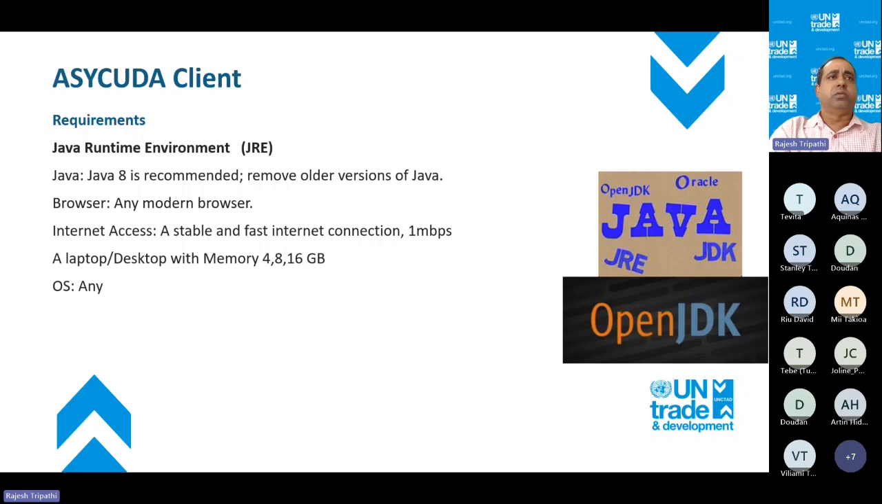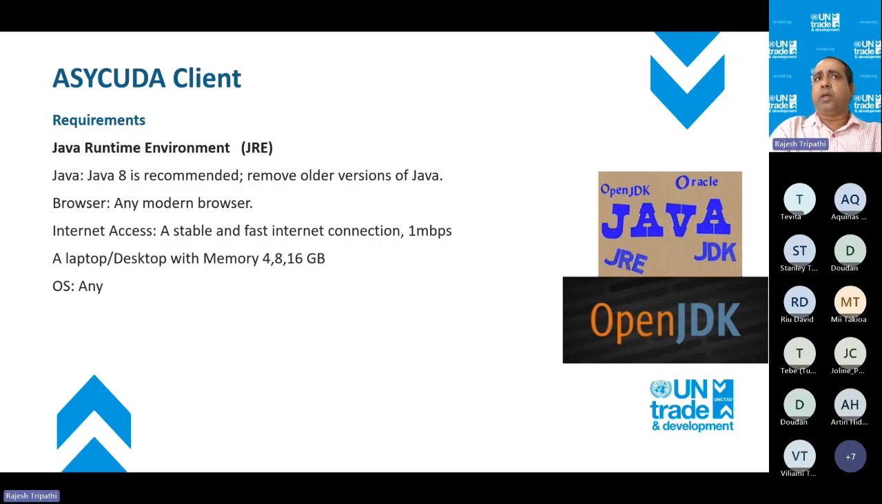Browser is compatible with any browser. Internet access is required. From my first slide, I mentioned the ASYCUDA architecture, by design, is client server, which means the client connects to the server through the network. And if your server is hosted within the office network, then you need network access, intranet access. If it is hosted elsewhere on the cloud, you will need a stable internet connection to access ASYCUDA.